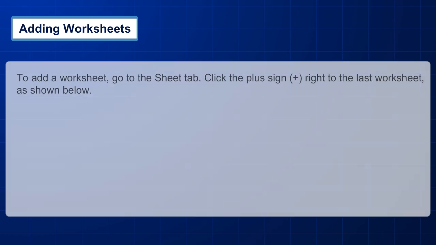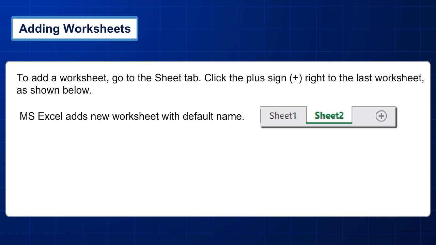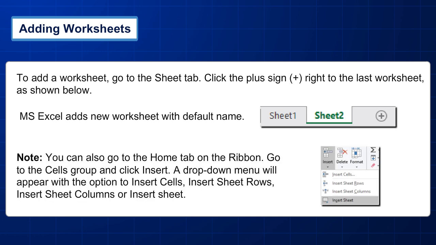Adding worksheets. To add a worksheet, go to the Sheet tab. Click the plus sign right to the last worksheet, as shown below. MS Excel adds new worksheet with default name. Note: you can also go to the Home tab on the ribbon. Go to the Cells group and click Insert. A drop-down menu will appear with the option to insert cells, insert sheet rows, insert sheet columns, or insert sheet.